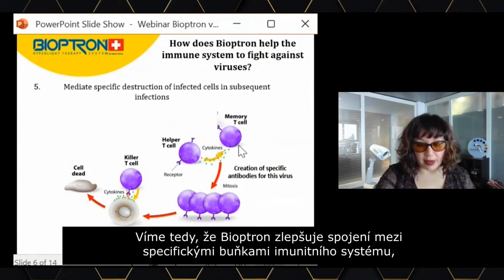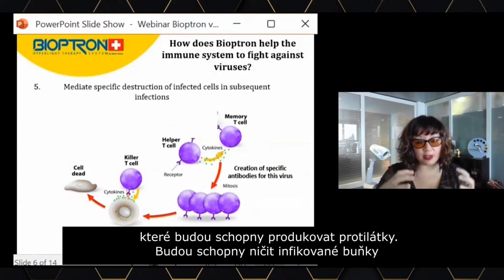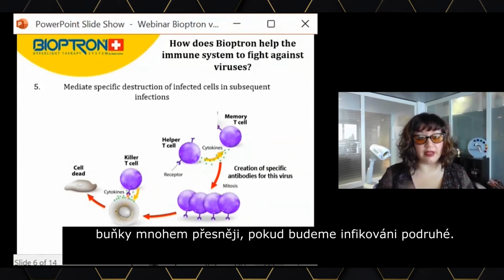So we know that Bioptron is improving the connection between the specific cells of the immune system so that they will be able to produce antibodies, I will come back to that, and then be able to destroy these infected cells much more accurately if we are infected a second time.